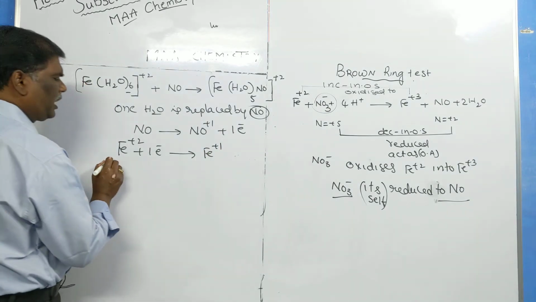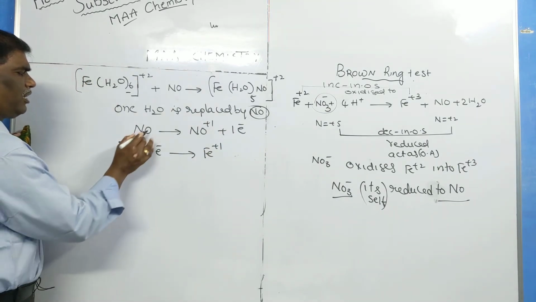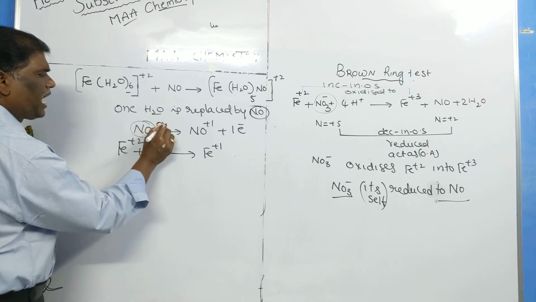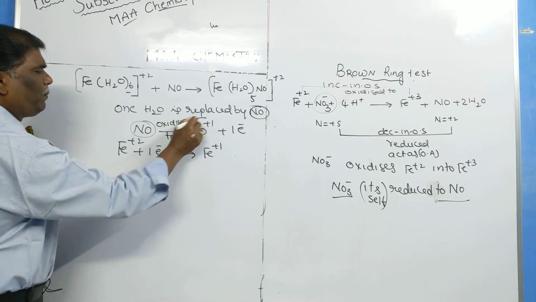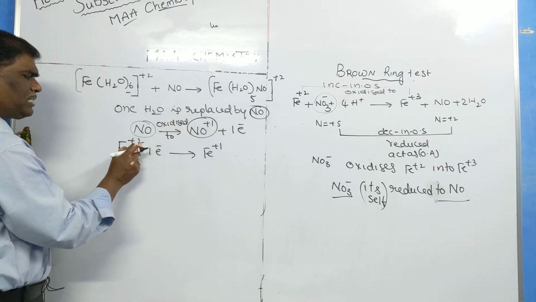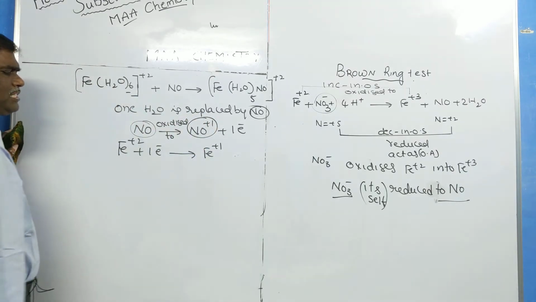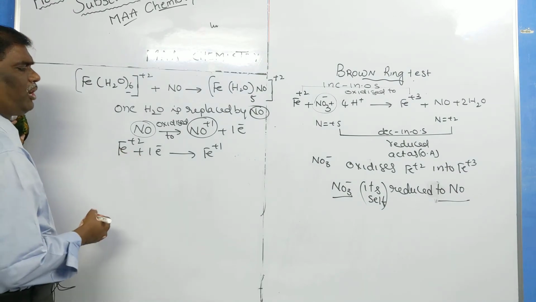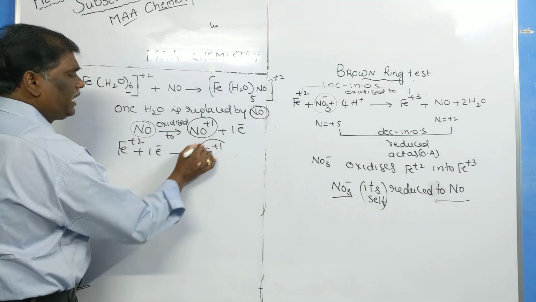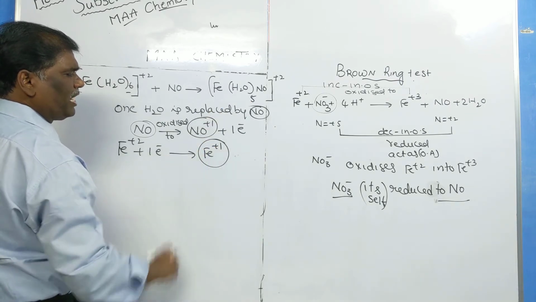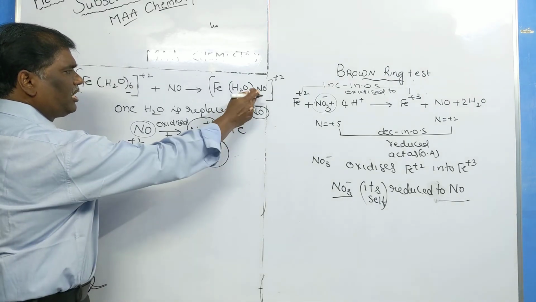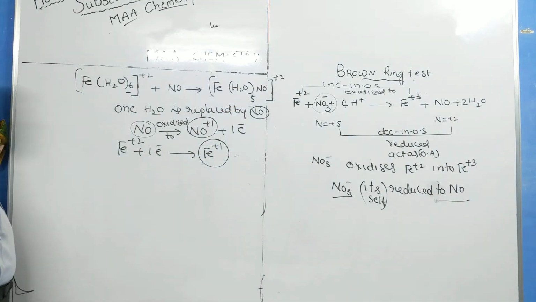So overall, what is happening? NO is oxidized to NO plus. Fe plus 2 is reduced to Fe plus 1. So this is the point you have to remember. Oxidation state of iron in the brown ring formula is plus 1. Oxidation state of NO in the brown ring formula is plus 1.